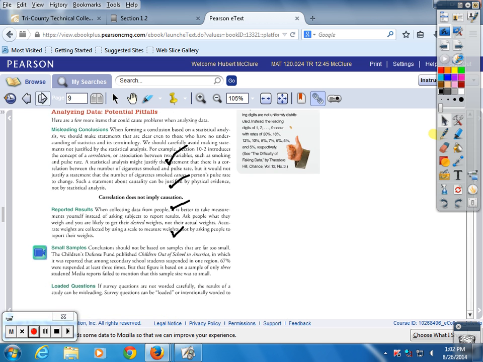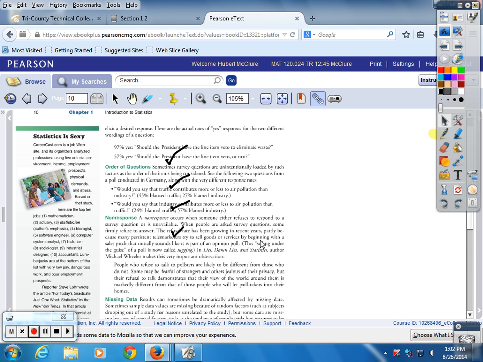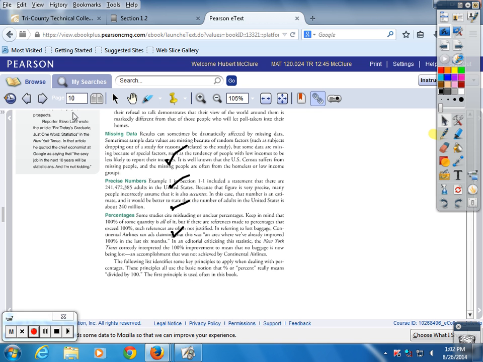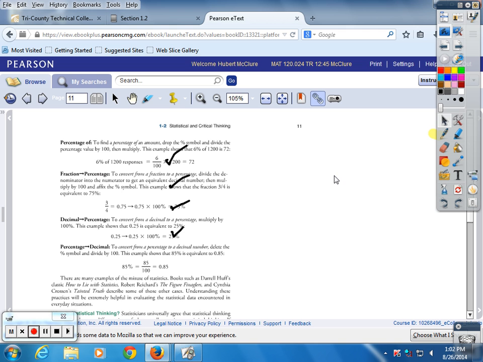Just hold on, I'll get to the page as needed. Page 11.